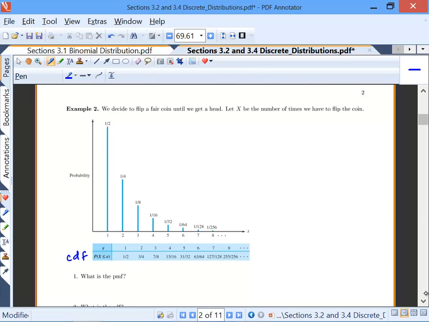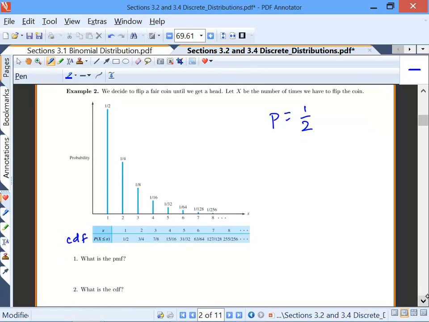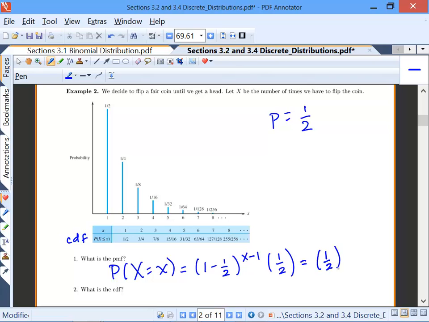So we decide to flip a fair coin until we get a head. So that's what makes it geometric. I stop on my first success. What is the probability of getting a head? 1/2. So when I ask you what is the PMF, the probability that x equals a specific value, well, I need to have so many failures. How many failures do I need? I need x minus 1, and then I need to get my first success. I can simplify this to 1/2 to the power of x minus 1 times 1/2.